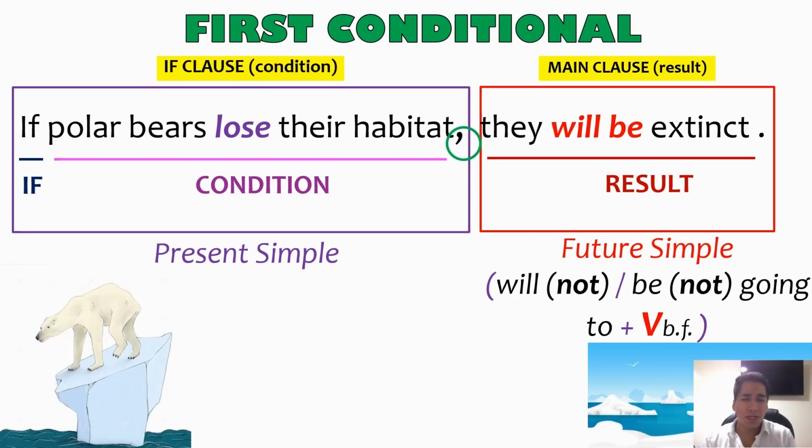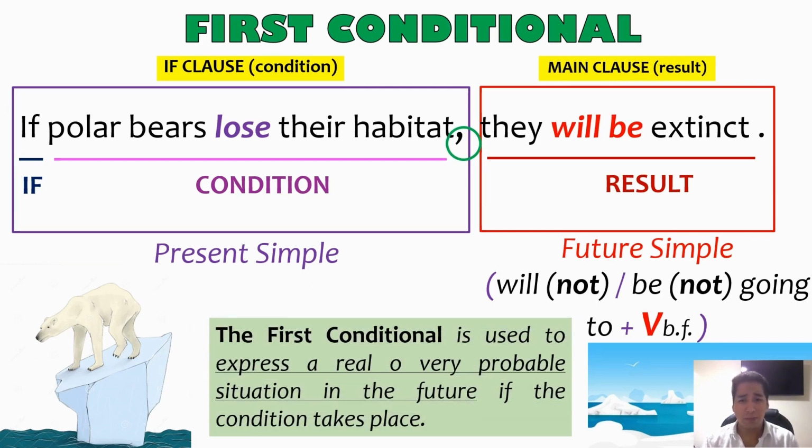But you must be wondering, guys, why do we use the first conditional? Okay, the answer is simple. The first conditional, as you can see here, is used to express a real or very probable situation in the future if the condition takes place. That's the reason why we had this sentence. If polar bears lose their habitat, what is, let's say, the most probable result, the most probable consequence? They will be extinct. Okay, so that's the reason why we apply the first conditional here.